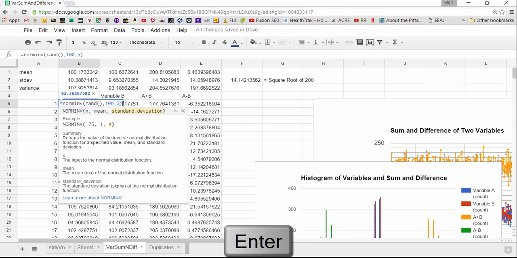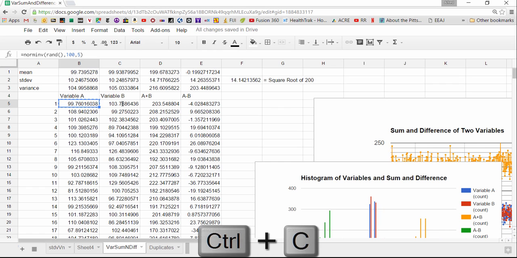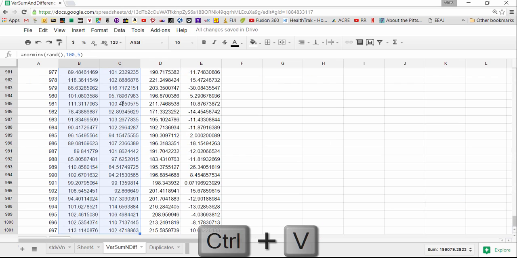Let me go through that a little more carefully. We haven't changed the mean, which we're leaving at 100, but we changed the standard deviation to 5 in the formula for the first number in the variable A list. Then we copied that new version of the random number formula to all the cells in the full lists for both variables A and B.